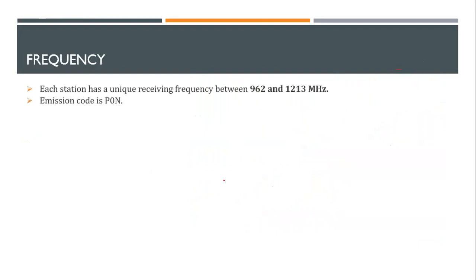All right. The frequency is ranging from 962 to 1213 megahertz. Now this is very, very peculiar. Why is this a range? Just like we have a range in our VOR and ILS, we also have a range in this. But you'll see, as in the secondary radar system, the signals which are sent and the signals which are received are both on different frequencies. That is why we'll see a range of frequencies. Okay. The emission code is Papa 0 November.